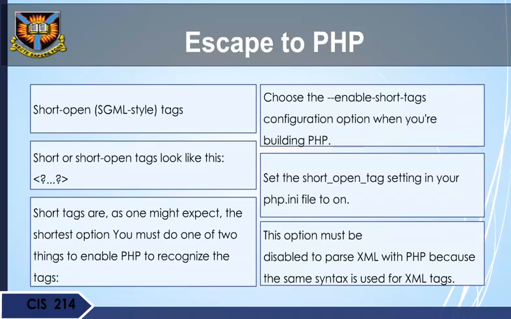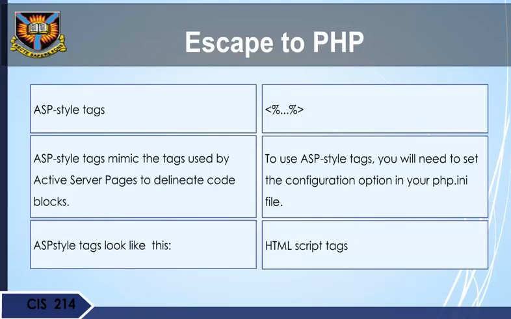Short open SGML style tags. Short or short open tags look like this. Short tags are, as one might expect, the shortest option. You must do one of 2 things to enable PHP to recognize the tags. Choose the Enable Short Tags configuration option when you are building PHP, or set the Short Open Tags setting in your php.ini file to on. This option must be disabled to parse XML with PHP because the same syntax is used for XML tags.